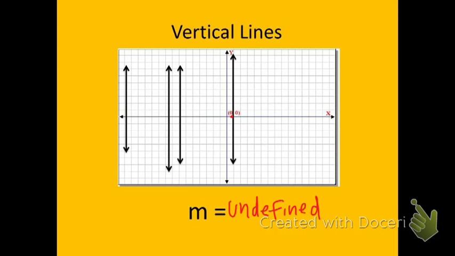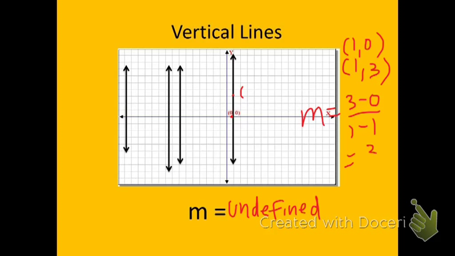So, if I pick 2 points on this line, say the point (1, 0), and this other point, say the point (1, 3), and I use the slope formula, then I would get 3 minus 0 over 1 minus 1, which would come out to 3 over 0. And hopefully you know that whenever you divide by 0, since you can't divide something 0 ways, the answer is going to be undefined. So all vertical lines have slopes that are undefined.